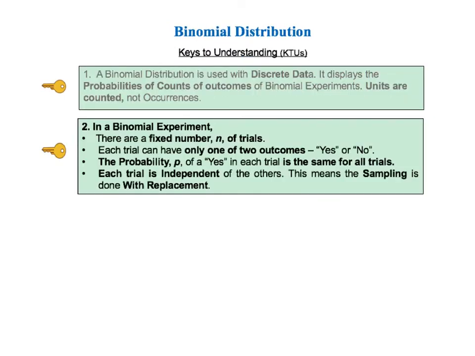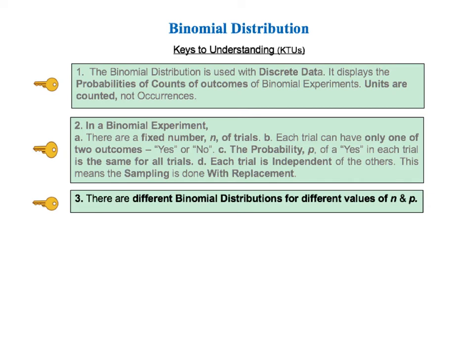The second KTU says, in a binomial experiment, there are a fixed number of trials, n, and each trial can have only one of 2 outcomes, yes or no. The probability P of a yes in each trial is the same for all trials. Each trial is independent of the others. This means sampling is done with replacement. Key to understanding number 3 says, there are different binomial distributions for different values of n, the number of trials, and p, the probability of each trial.